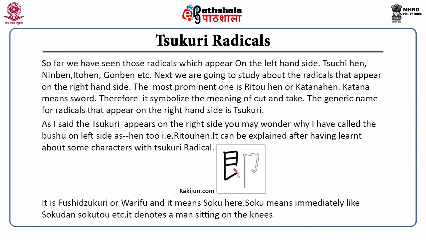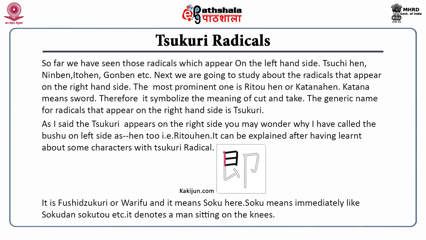We have seen the radical rittohen, which mostly appears on the right hand side of the character. As I said, the tsukuri radicals appear on the right hand side of the character. So you may wonder that just now we have named the left hand side characters also as hen, and then we are using rittohen again. Well, let me explain it to you after having studied some examples of tsukuri radicals.